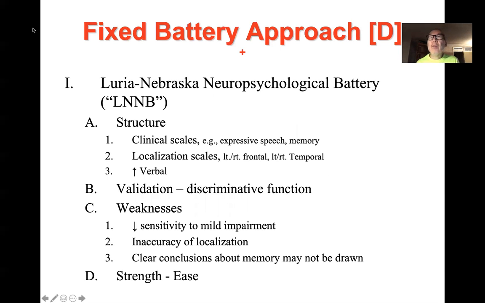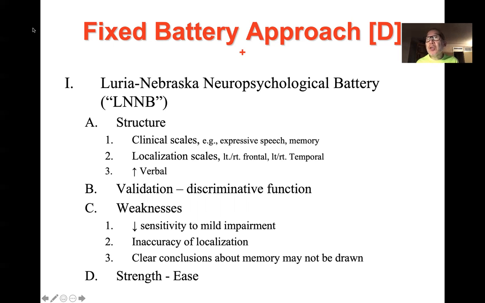All righty. We're going to be talking about two approaches to administering neuropsychological tests. The first is the fixed battery approach. In the fixed battery approach, there are two major ones: the Luria-Nebraska and the Halstead-Reitan. Those are two separate batteries. Each battery is basically a collection of anywhere between about 10 to 12 separate neuropsychological tests that are grouped together into one battery or collection of tests.